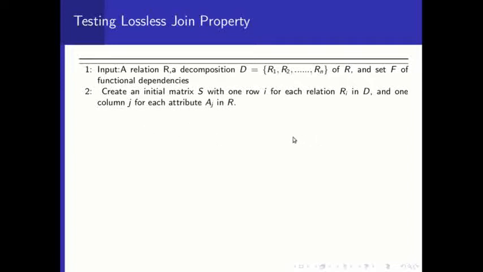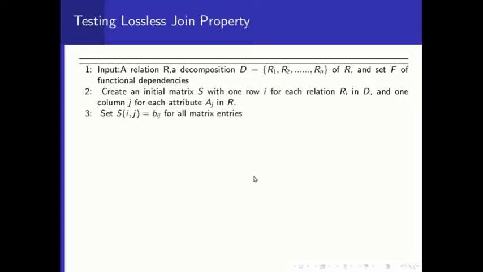And what is the number of columns? One column j for each attribute Aj in R. In the original relation schema, if there are 6 attributes, then the S matrix should have 6 columns and 3 rows, if the number of decomposed relations is 3. The number of columns is equal to the number of attributes in the original relation schema R.